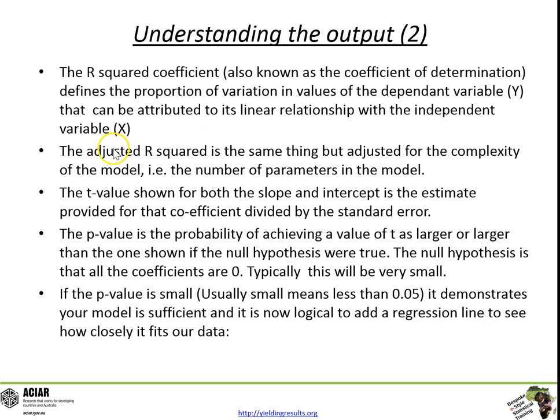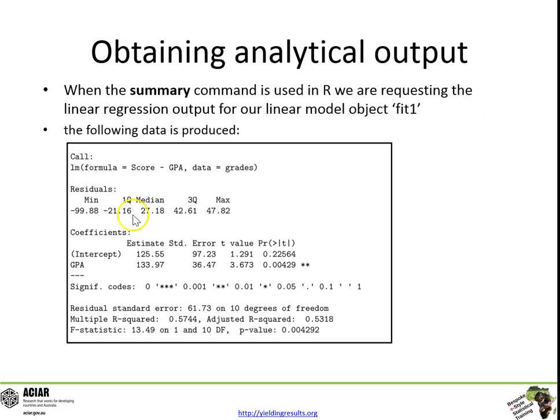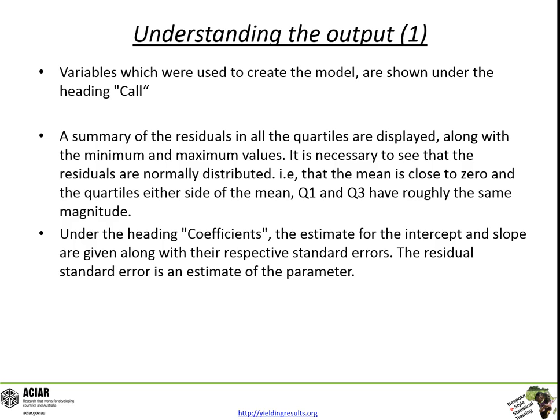Let's pop back to see what that was. Here's the residual standard error here. We've got a multiple R-squared here. So the R-squared is 0.57, and the adjusted R-squared is 0.53. They're not very different. And you've got an F statistic here and a p-value. This p-value is for the regression, and it shows that it's significant because it's less than 0.05.